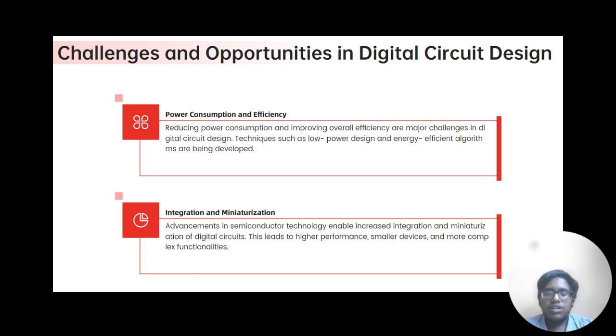Challenges and opportunities in digital circuit design. Power consumption and efficiency. Reducing power consumption and improving overall efficiency are major challenges in digital circuit design. Techniques such as low power design and energy efficient algorithms are being developed. Integration and miniaturization. Advancements in semiconductor technology enable increased integration and miniaturization of digital circuits. This leads to higher performance, smaller devices, and more complex functionality.